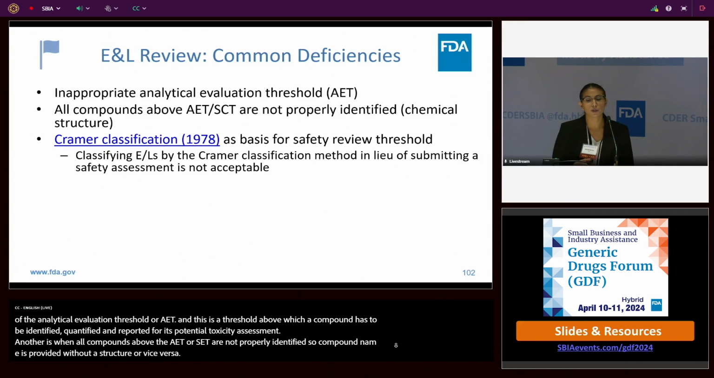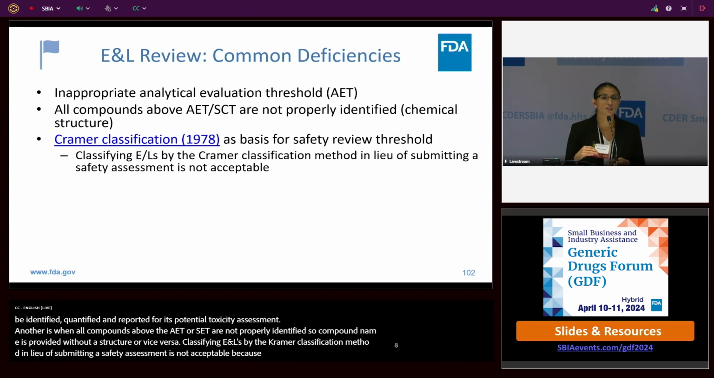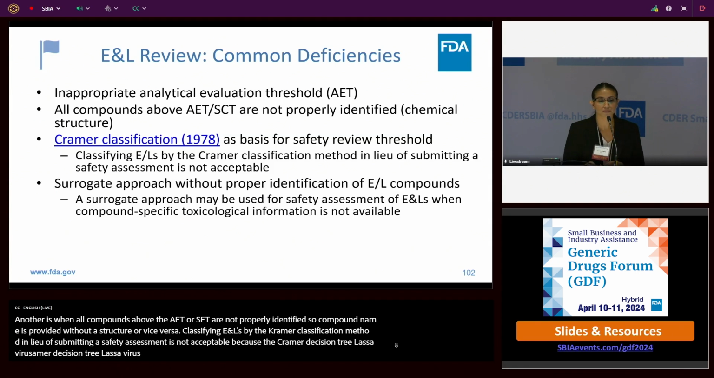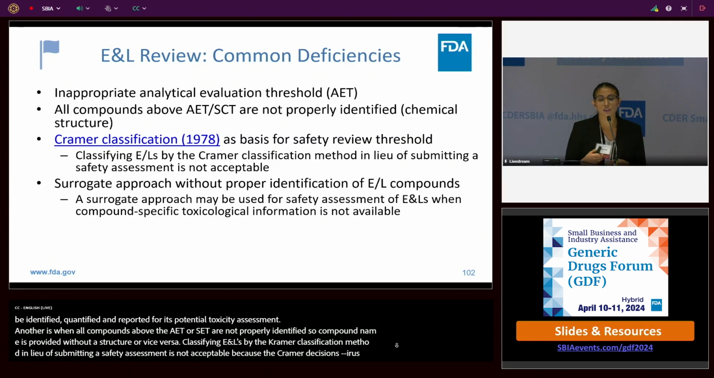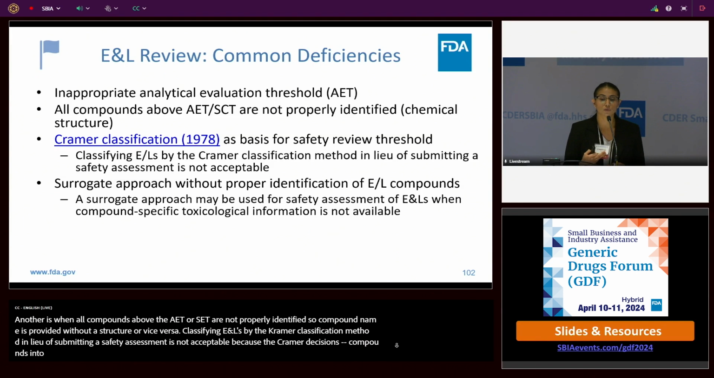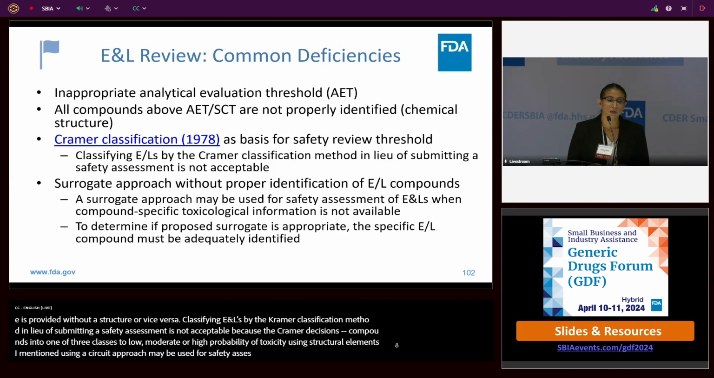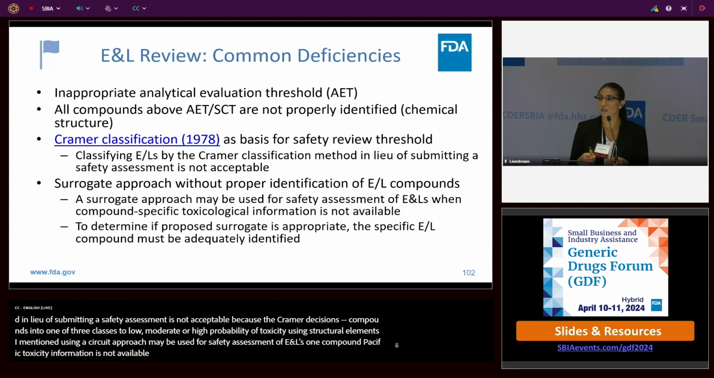Classifying E&Ls by the Kramer classification method in lieu of submitting a safety assessment is not acceptable. This is because the Kramer decision tree classifies compounds into one of three classes of low, moderate, or high probability of toxicity using structural elements. And I mentioned that a surrogate approach may be used for safety assessment of E&Ls when compound-specific tox information is not available. But in order to determine if a surrogate is appropriate for an E&L, the E&L in question has to be adequately identified.